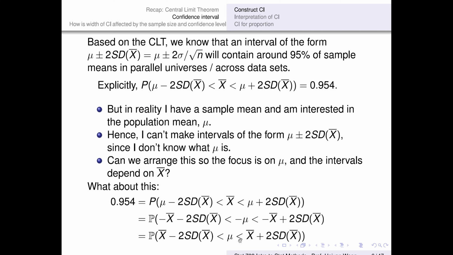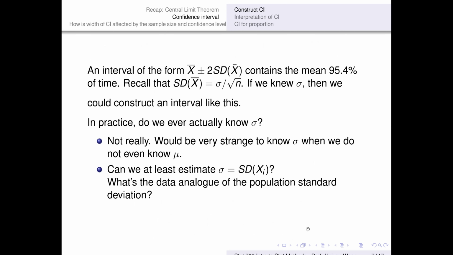So this roughly tells us that if we have this procedure to collect the data, and we use the calculated X bar plus or minus 2 standard errors of the X bar, we will have a 95.4% chance to capture the mean. So this interval would be the 95.4% confidence interval.